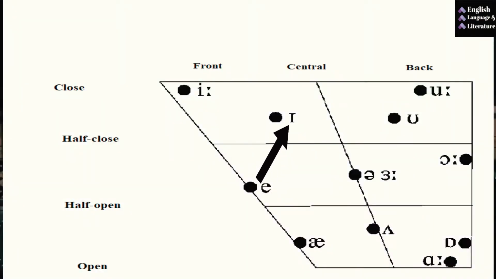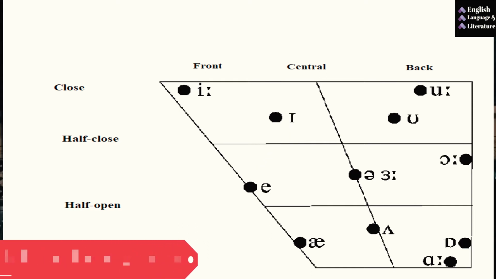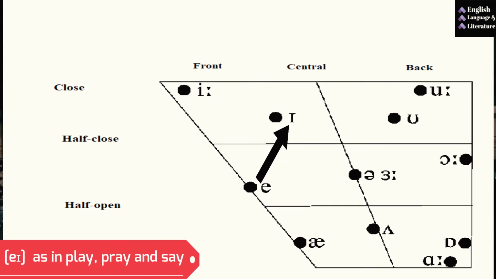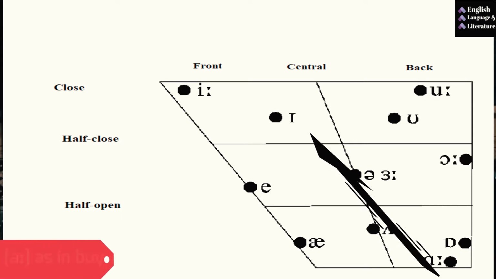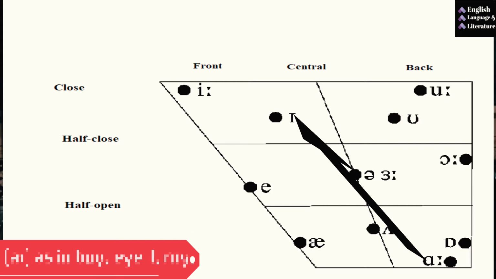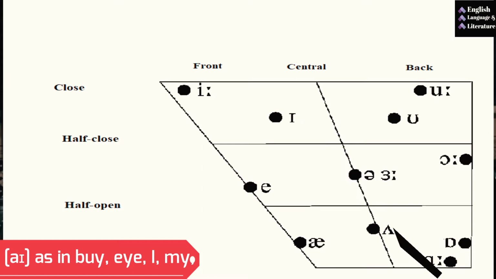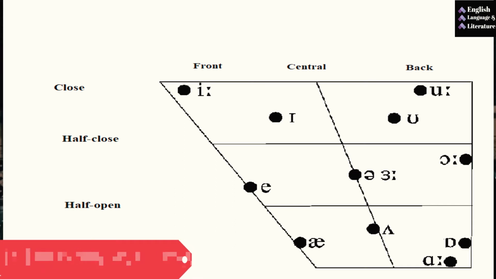The first one is ay. In this vowel the tongue glides from half open to half close. So the sound is ay, as in play. The second closing vowel is eye. In this vowel, the tongue glides from back open to half close front. The tongue glides from open to half close, and the sound is eye, as in my.